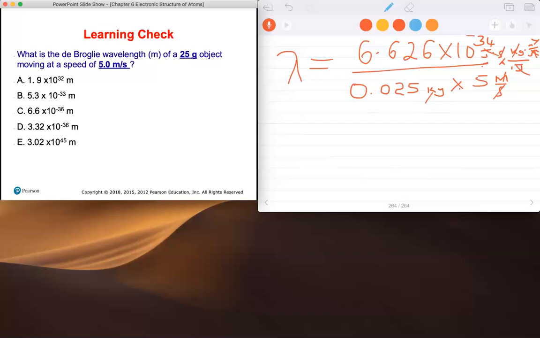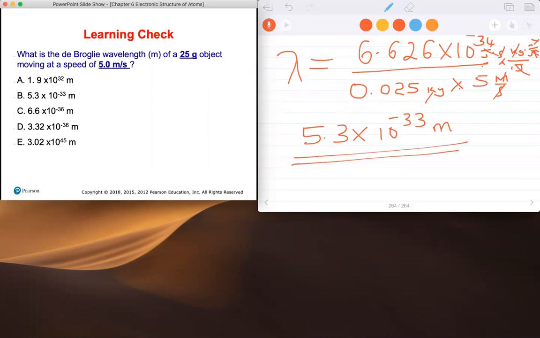So using Planck's constant, 6.626 exponential negative 34, divided by 0.025 times 5, this is 5.3 times 10 raised to negative 33. This is meters. This is the de Broglie wavelength of an object moving that you can't even see.